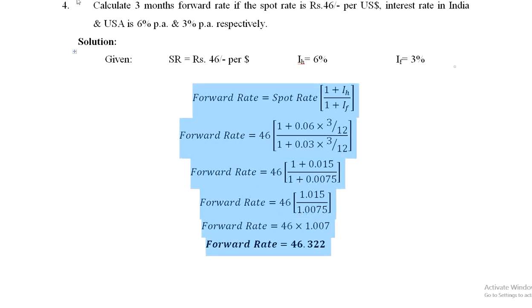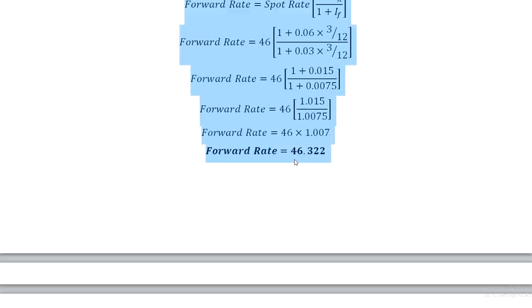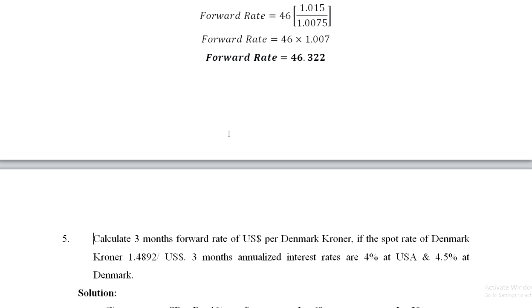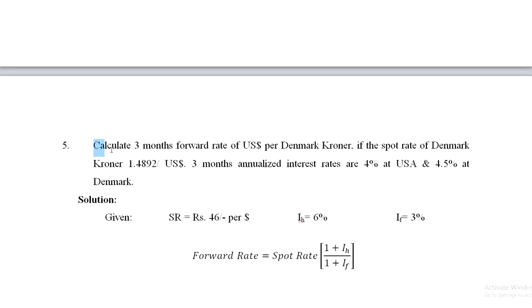Similarly, there are a few of the problems I have given over here in these questions also. I want you to solve such kind of problems. I've got one more question like this. He says to calculate for 3 months. Again it is for 3 months, and the forward rate of US dollar per Denmark kroner. Which means an US citizen should pay how much for a Denmark kroner? That is the question.